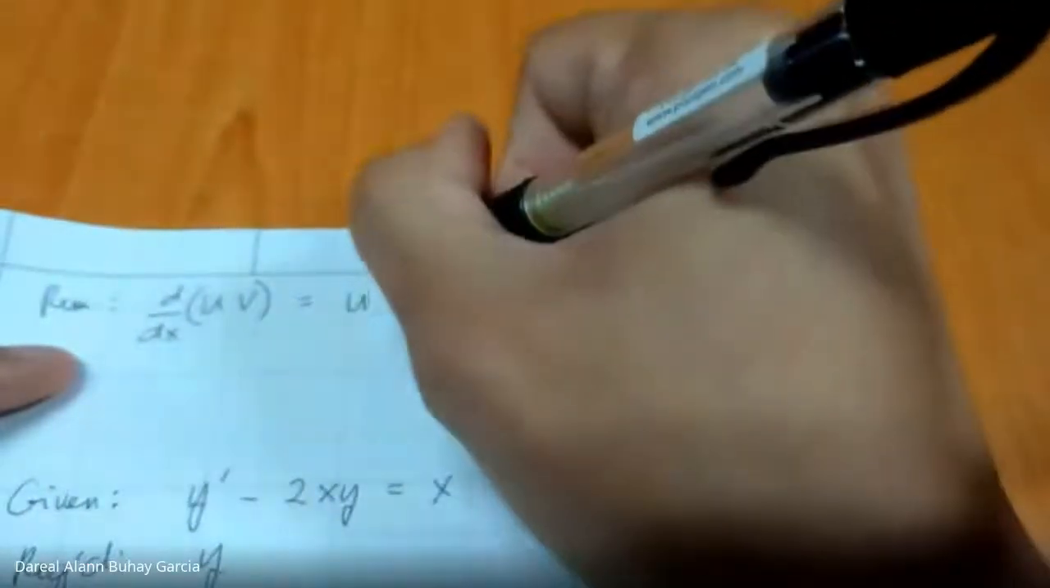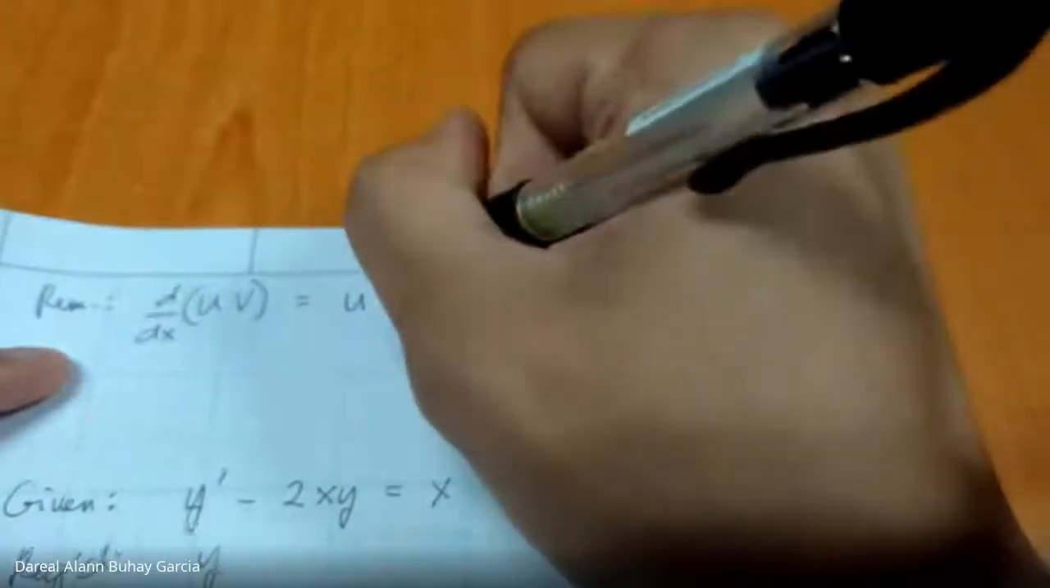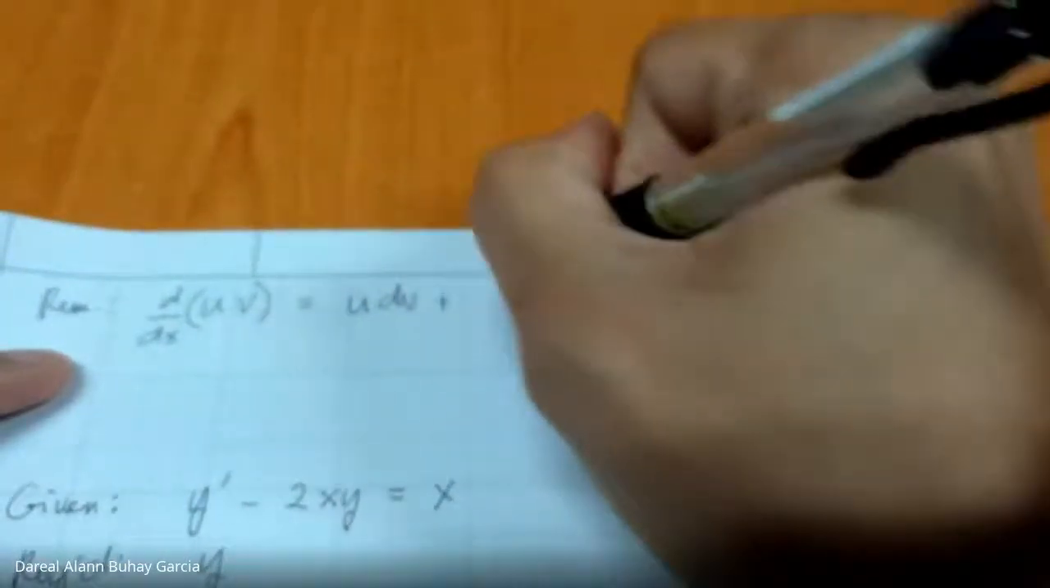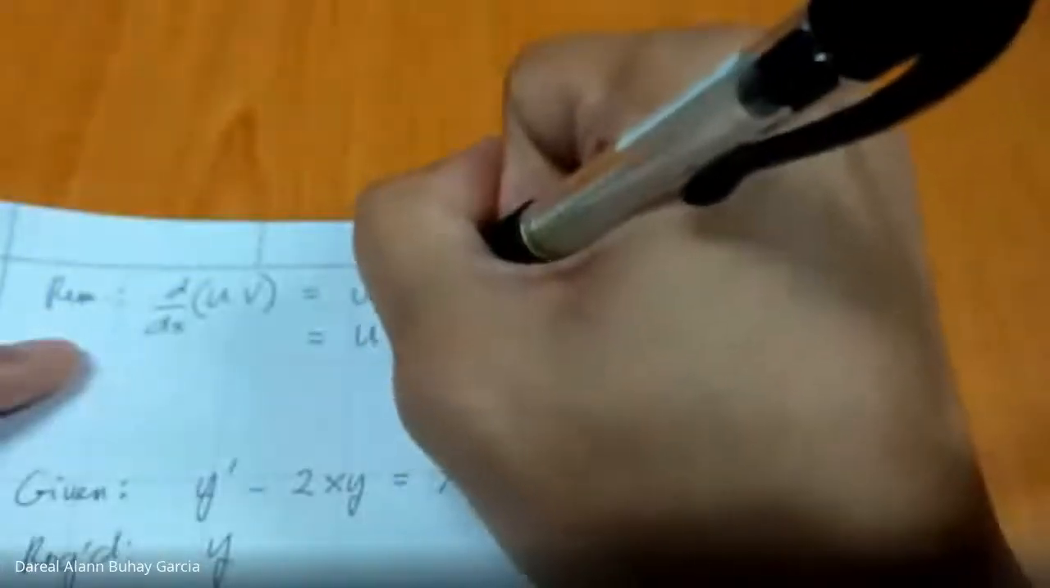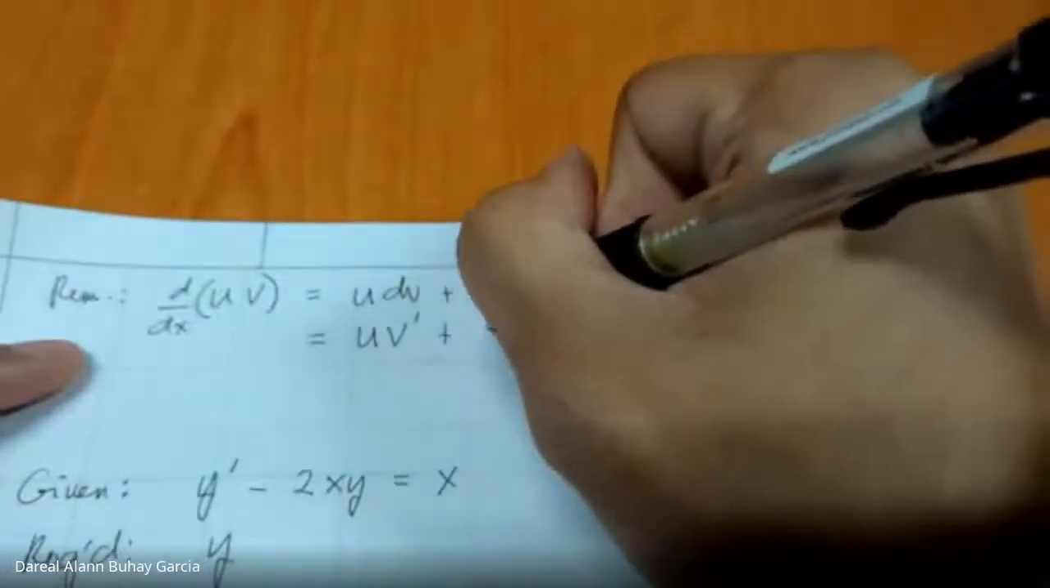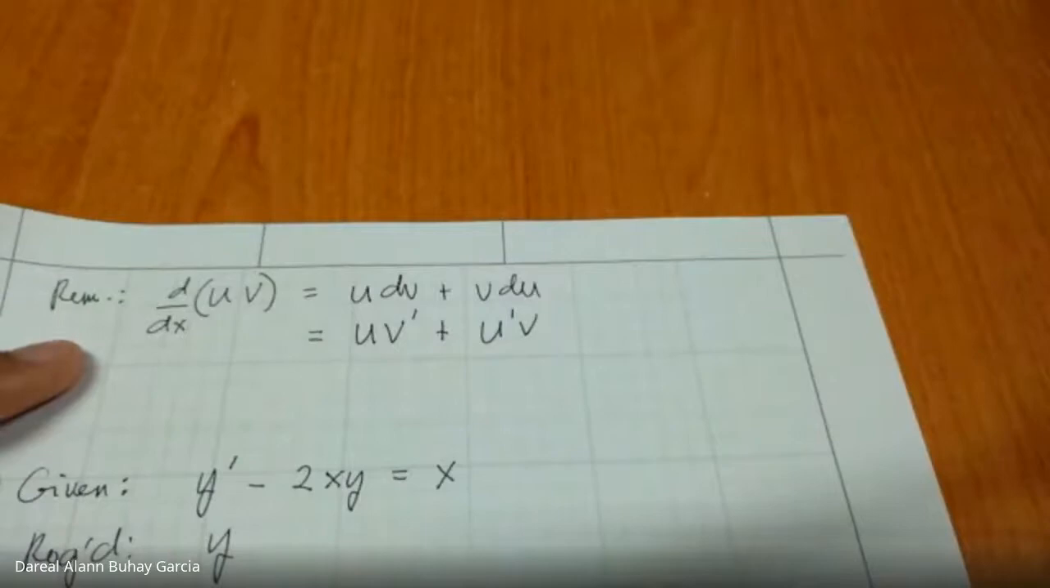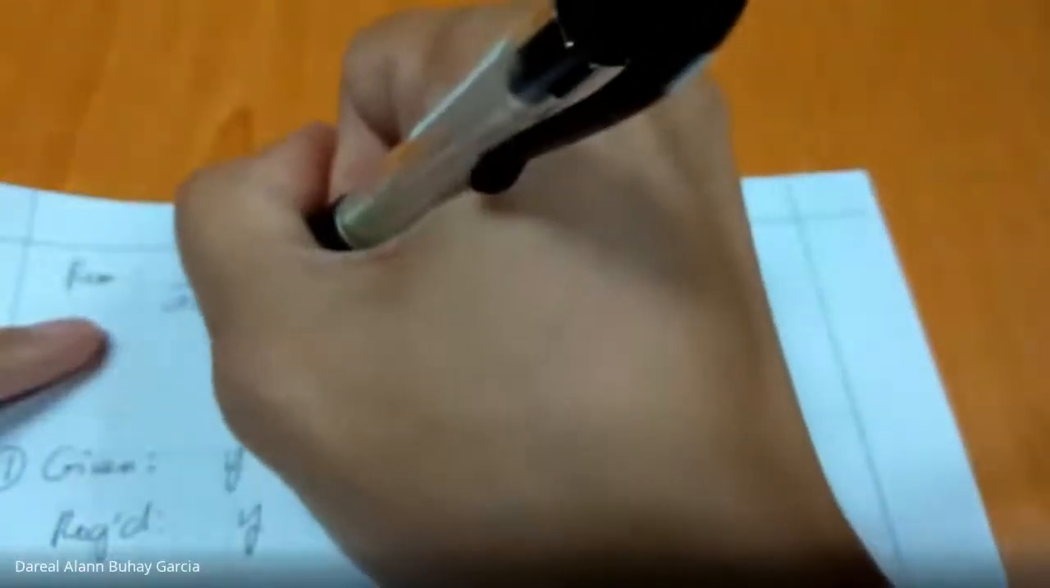Product rule. UDV, V DU. Okay, u dv plus v du. We can also write it as u v prime plus u prime v. Is that okay? Yes, sir. It is just an alternative notation.